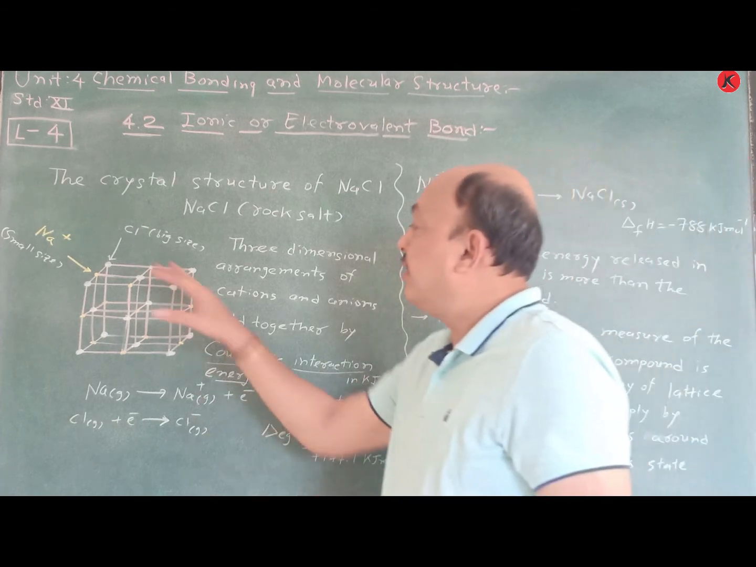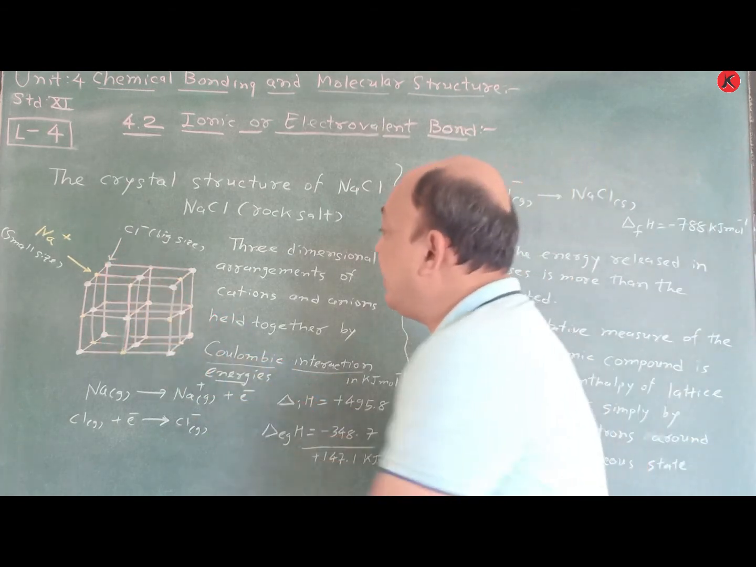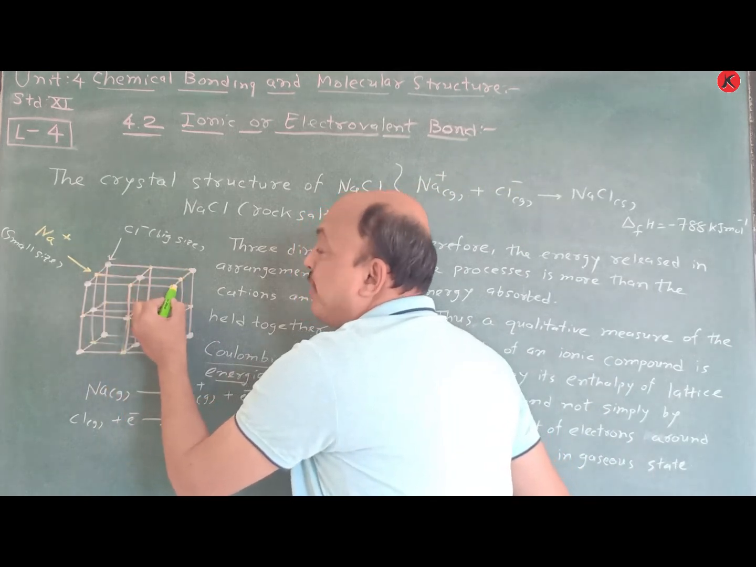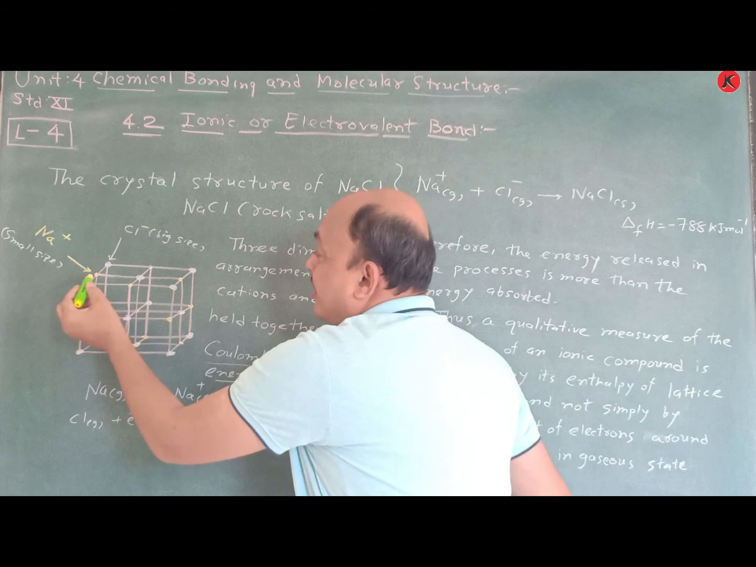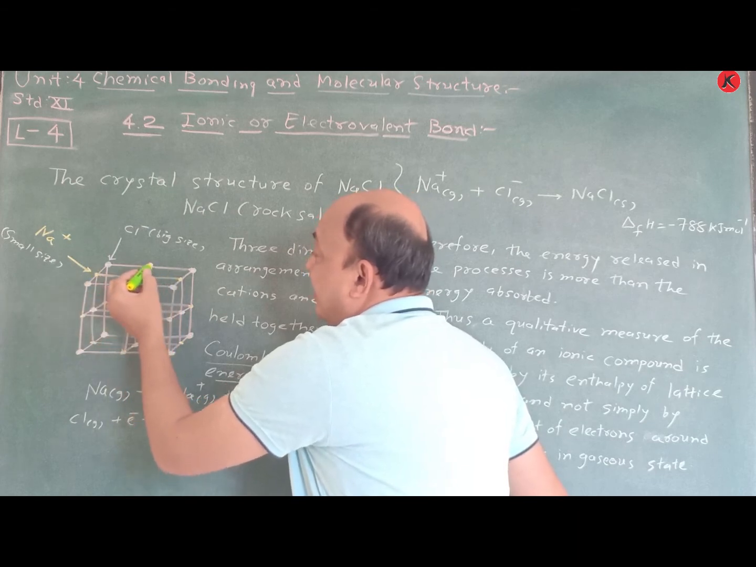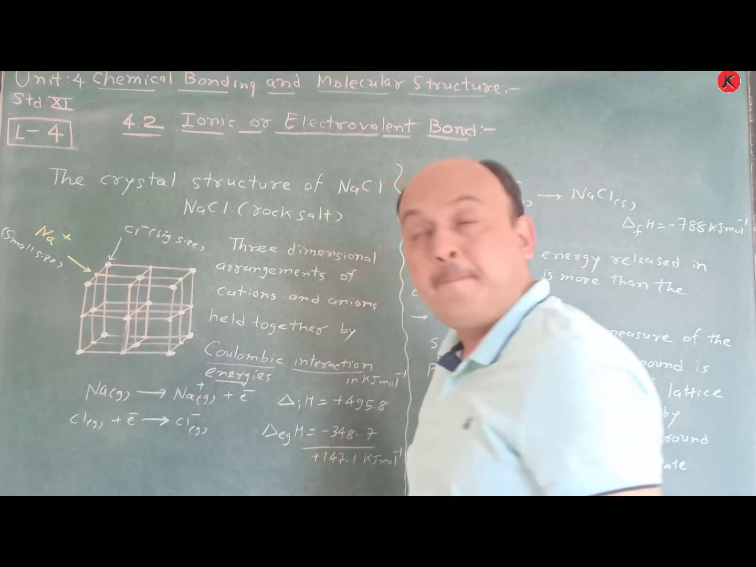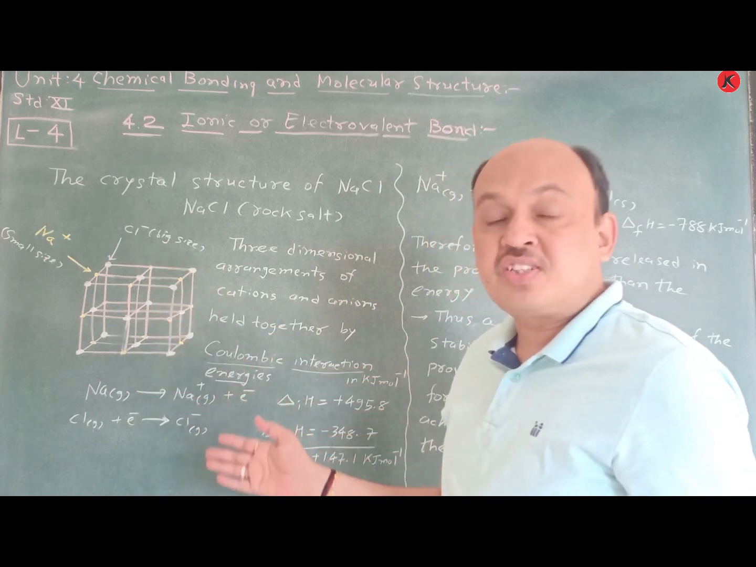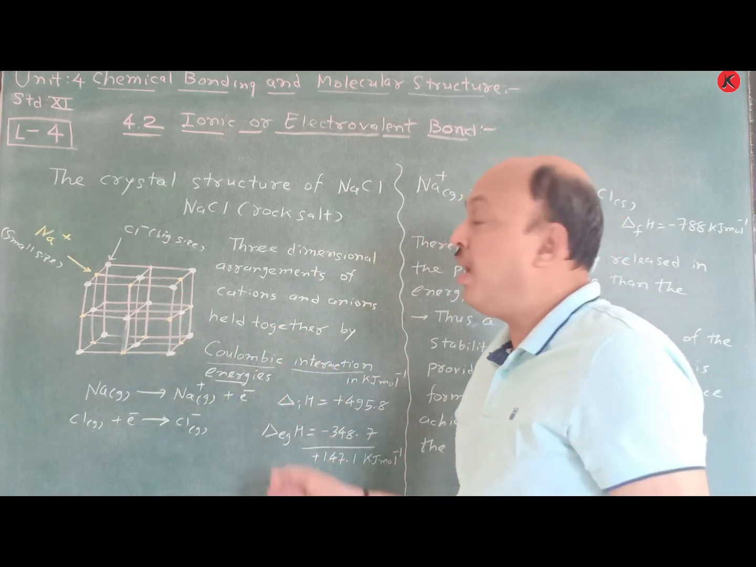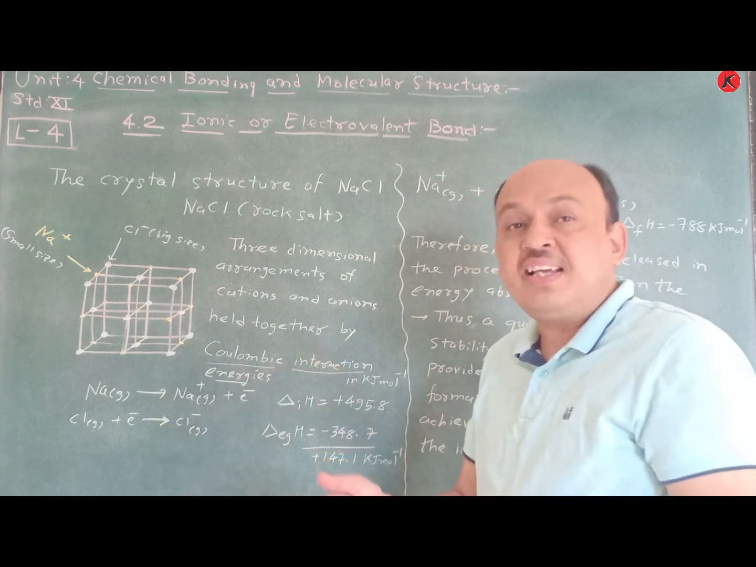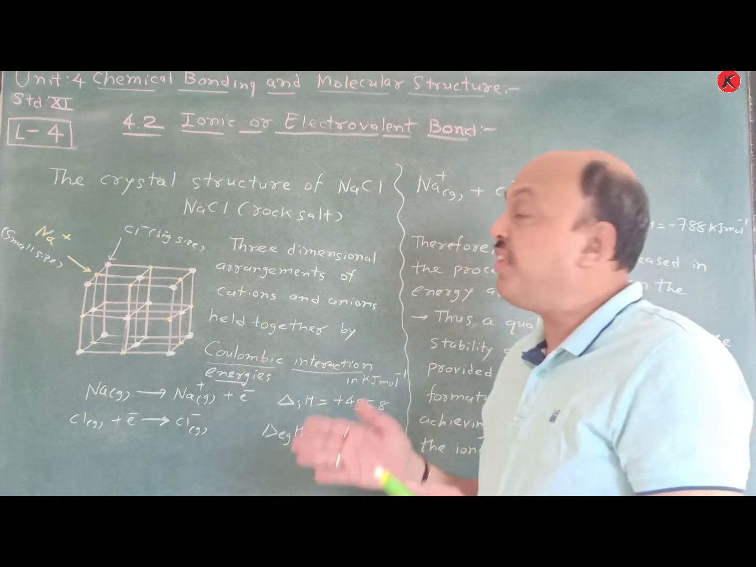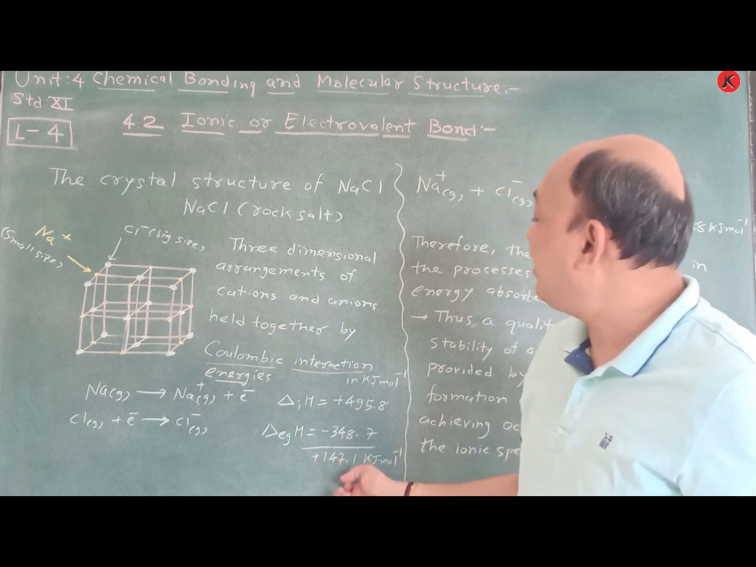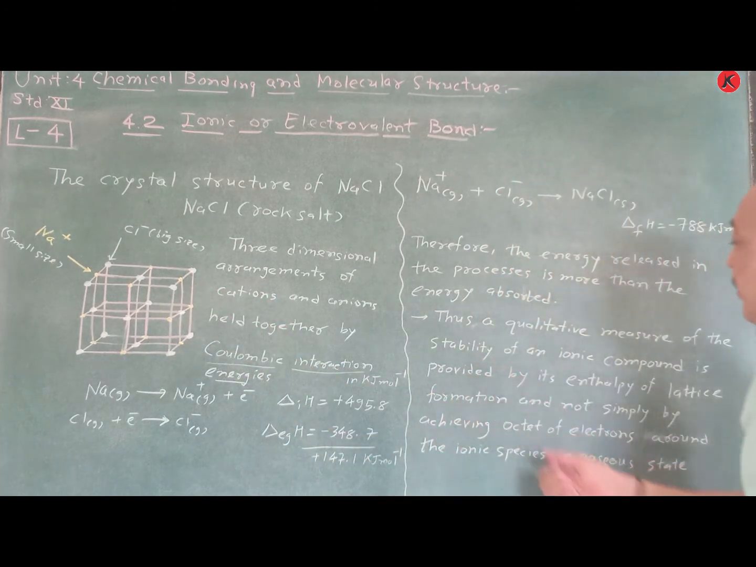Okay, so here you consider one cube. At a corner, this big size is a Cl minus, and the small size arranged here is nothing but Na plus. So according to this crystalline, three-dimensional structure, it depends on packing, arrangement as well as the size of the ions. So this is a very important point. Write it down completely here.